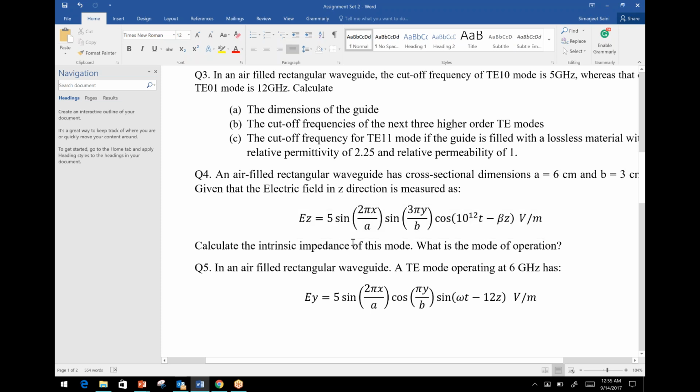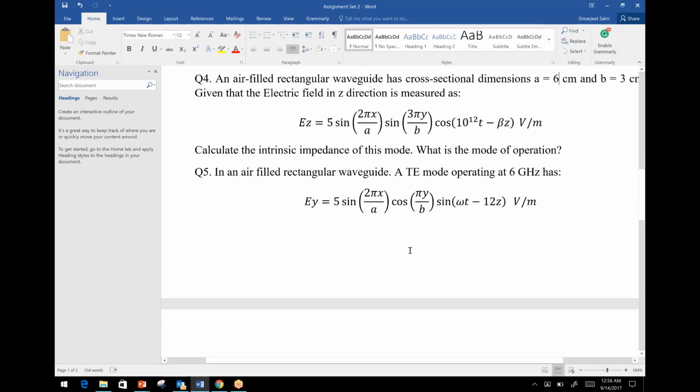Now you have to be careful. That's where you have to really realize this is a TM mode, because the intrinsic impedance of the TM mode is going to be eta of the medium multiplied by the factor you have, whereas eta of the TE mode is going to be the eta of the medium divided by that square root of 1 minus (f c by f) squared factor. So that's how you go about trying to solve this problem.